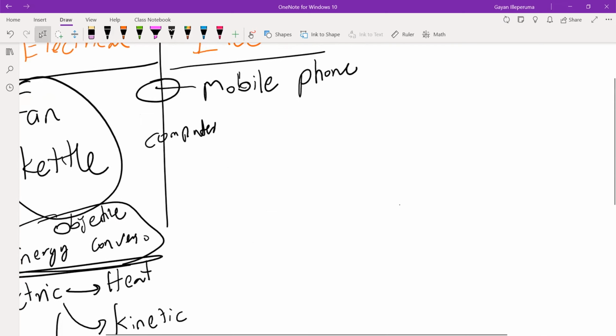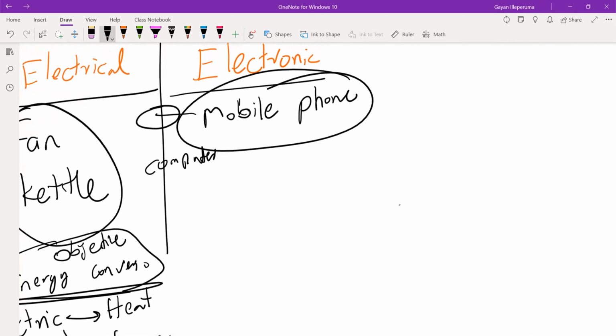But if you look at something like a mobile phone, you can have a torch in the mobile phone, but the main purpose of the mobile phone is not to use it as a torch, but either to browse the internet or to call someone or have a WhatsApp message, things like that. So when you're sending a WhatsApp message, your main intention is to tell the other person something, right? So it basically works with information and data.